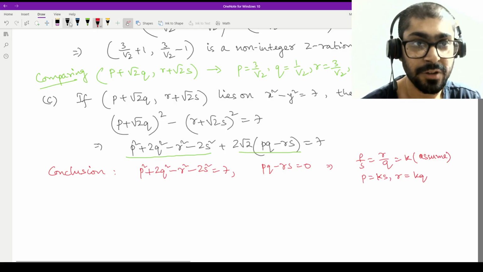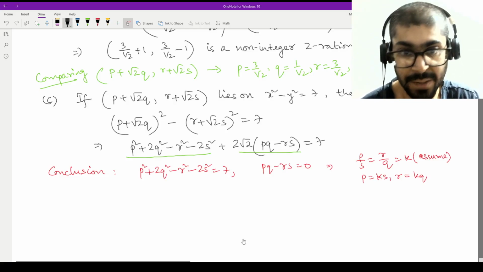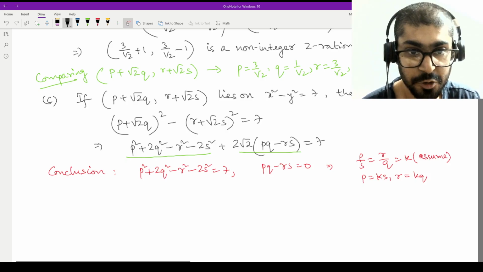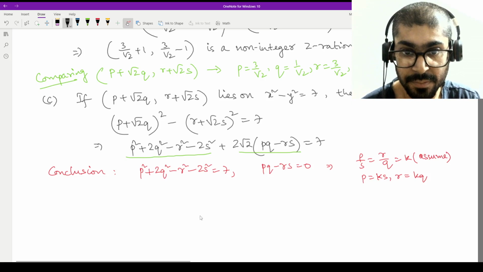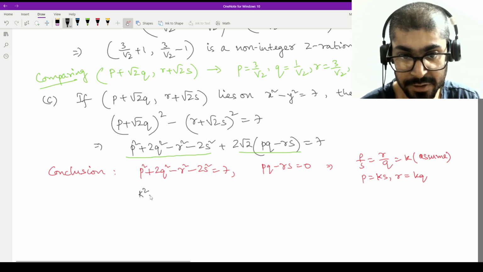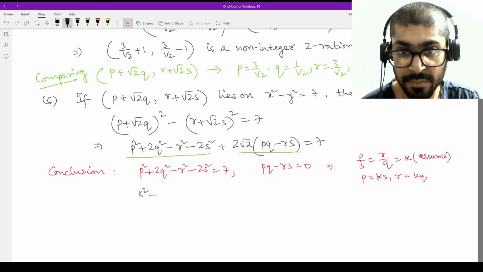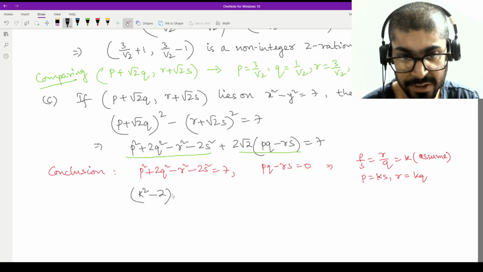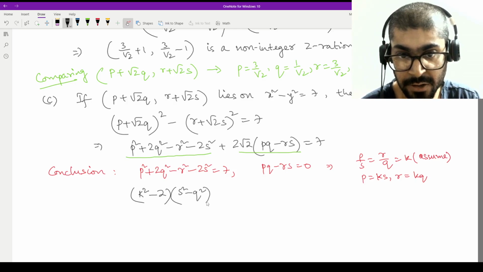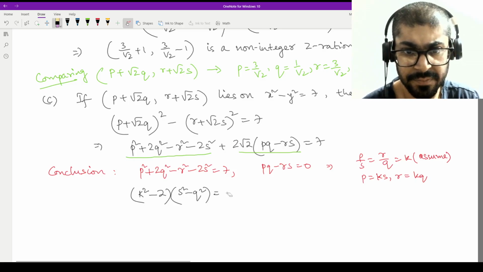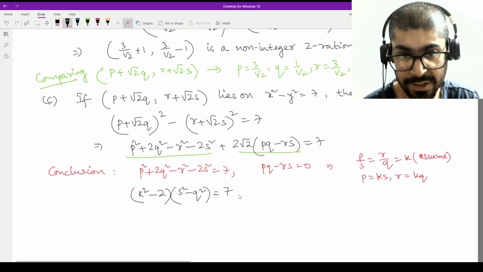Alright, now once we do that, what do we get? You keep putting the values. So if you put the values, we will get k square minus 2, you can factorize it, into s square minus q square equal to, I'm sorry, this will be equal to 7, right? 7 was on the right hand side.